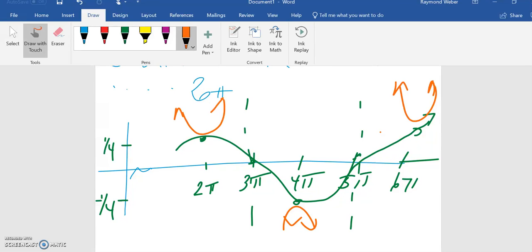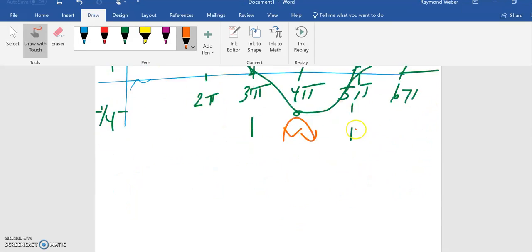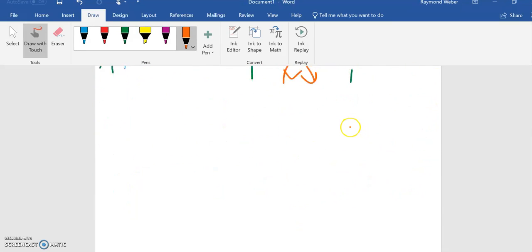Now I leave the vertical translation to last because once I do that, I can't use my x-intercepts anymore as where my asymptotes are. So if I graph everything else first, I can use that as my guide to where my asymptotes are going to be. Once I do that vertical shift, I'm going to lose that little helpful guide. So that's the reason I do it last.